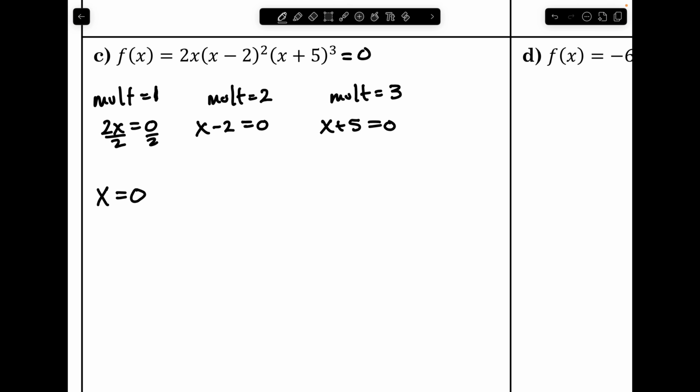Which means that the graph is going to cross the x-axis at that location because the multiplicity is an odd number. Since at x minus 2 we have the power of 2, the multiplicity is going to be an even number. x equals +2 means that the graph is going to be tangent at that location. And the last one has a zero at -5, and since the multiplicity is an odd number, the graph is going to cross the x-axis at that location.